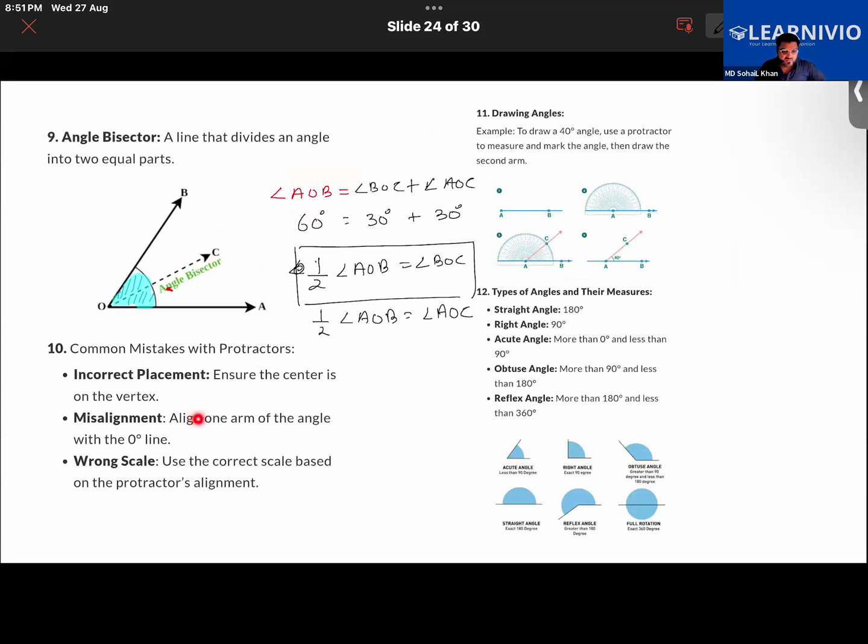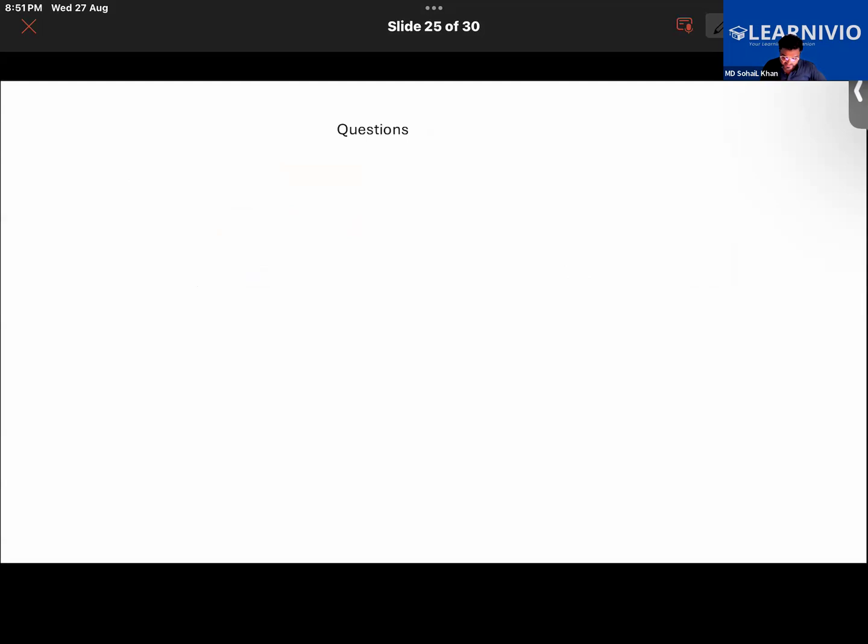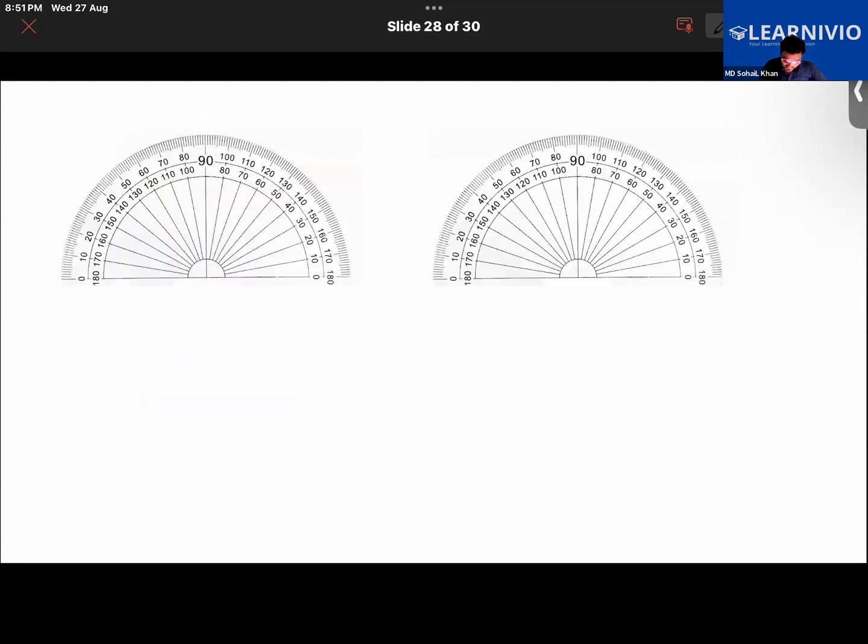At least one of the arms, like the base arm, should be aligning with the 0 degree line. See, that is the 0 degree line. What do we call this? The 0 degree line. So one of the arms should collide with it.